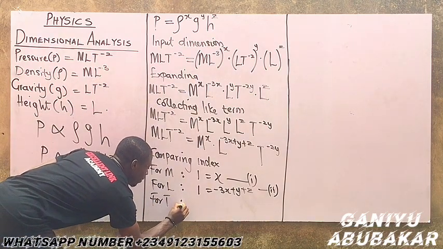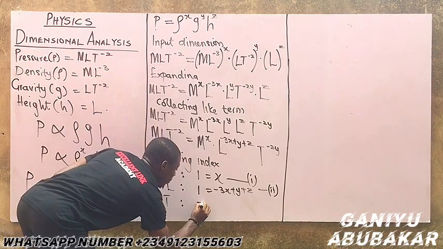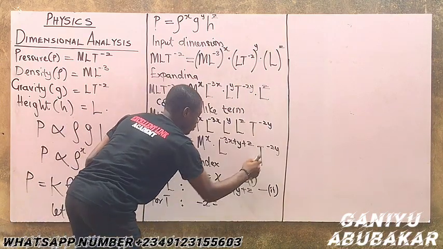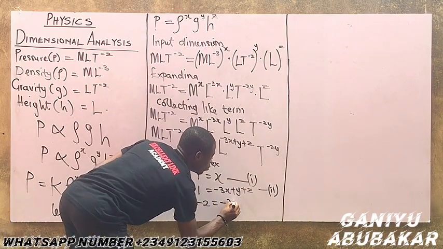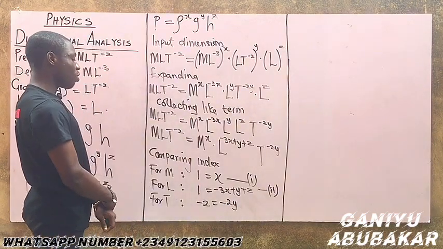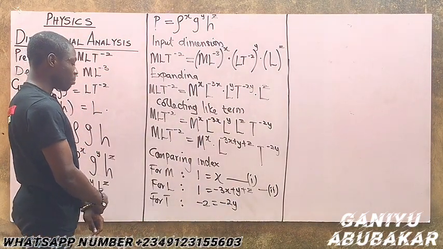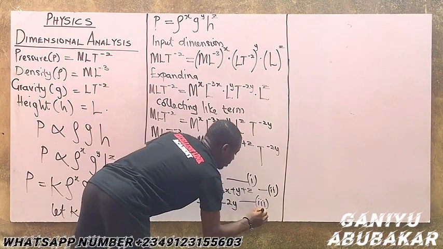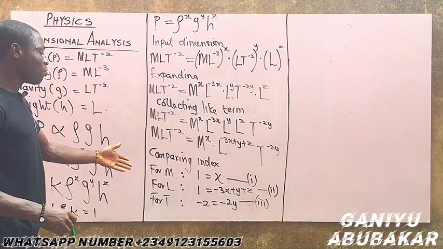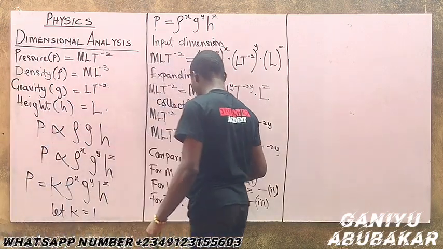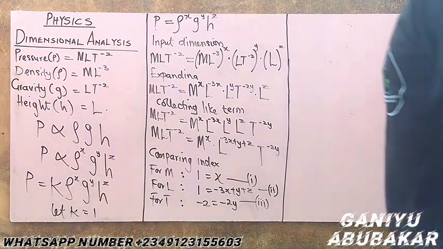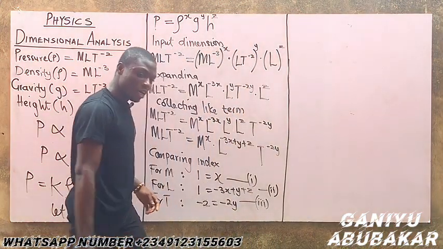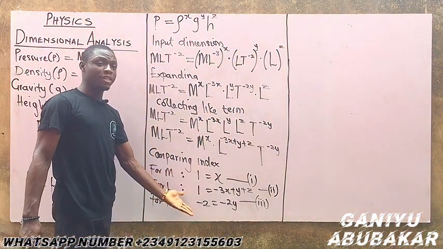For t, what's the power for t here? That's minus 2, being equal to, power for t is what? Minus 2y. So I've gotten, this is my what? Equation 3. All right, at this point I have gotten equation 1, equation 2, and equation 3.